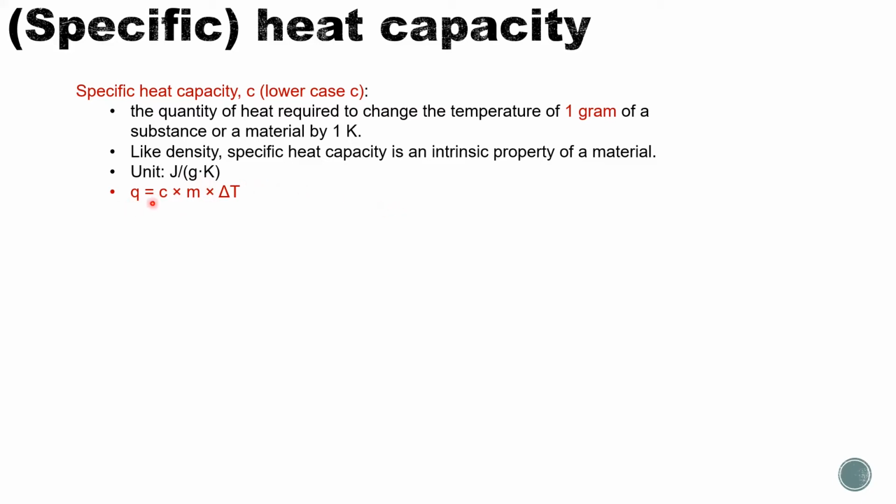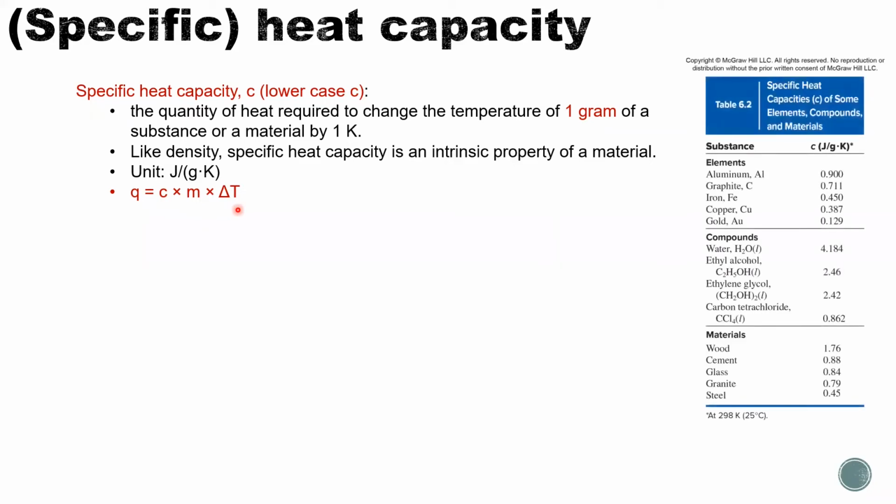So for the equation, we can use Q equals c m delta T to calculate the heat released or absorbed by a material from a surrounding or two surroundings. C is the specific heat capacity of the material, m is the mass of the material, and delta T is the temperature change of the material, using the final minus the initial. In the textbook, Table 6.2 gives you many values of heat capacities of common materials.